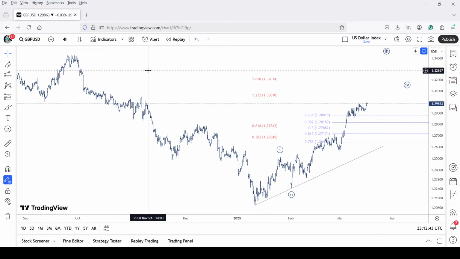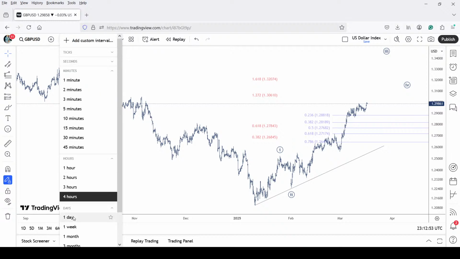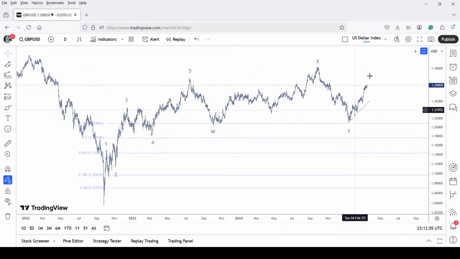Right, so that's the story in pound. The larger degree picture in pound continues to remain on the long side, and there you can see we've had a neat little impulse followed by a complex combination, a running flat WXY, and now we have wave 1 and 2 in place, and wave 3 is progressing neatly and very clearly towards a new high, actually 1.34. All right, so that is the story in pound.